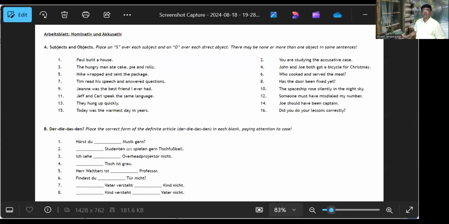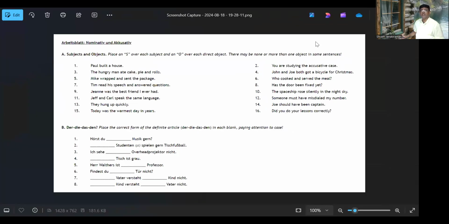So here we'll just take five sentences where you're going to identify the subject and object. I've written them in English and we are doing an exercise also in German. So here, Paul built a house, and this Paul is the subject and house is the object.